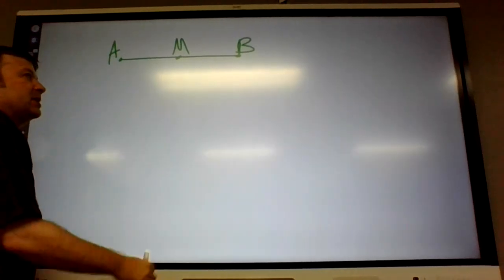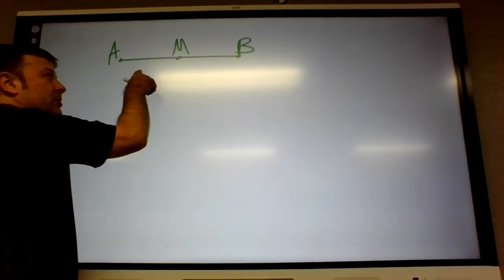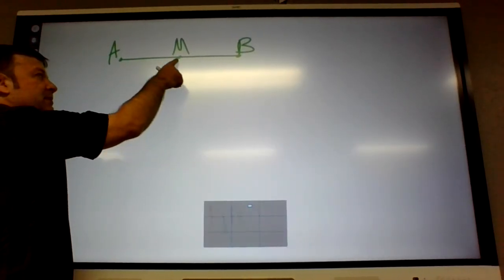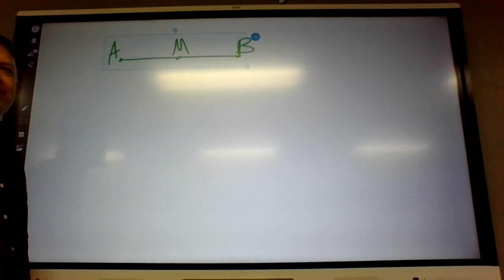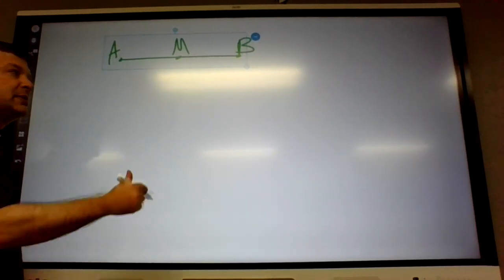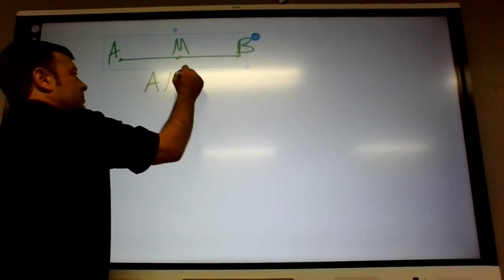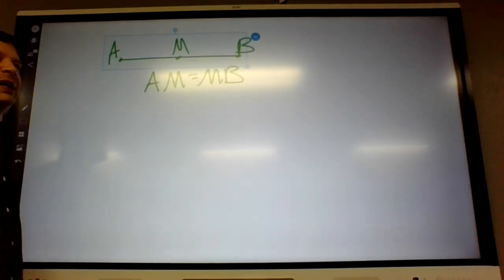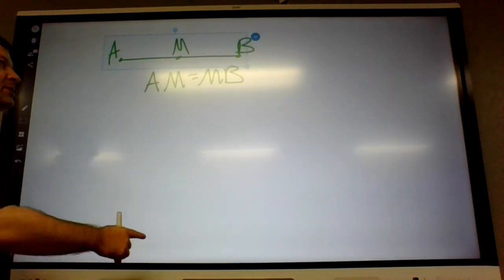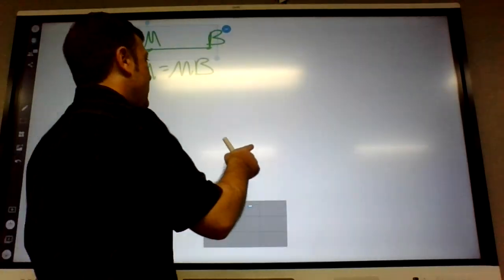If M is the midpoint of segment AB, then guess what we know? If M is the midpoint of segment AB, what does that tell us? That AM is equal to MB. I mean, the length equals the length. Okay, that is the definition of midpoint. I think we did that in chapter 1, maybe mentioned that, midpoint.